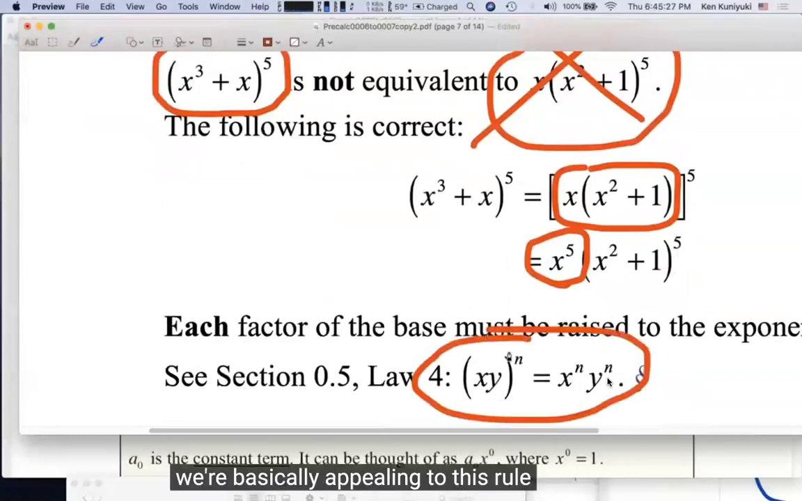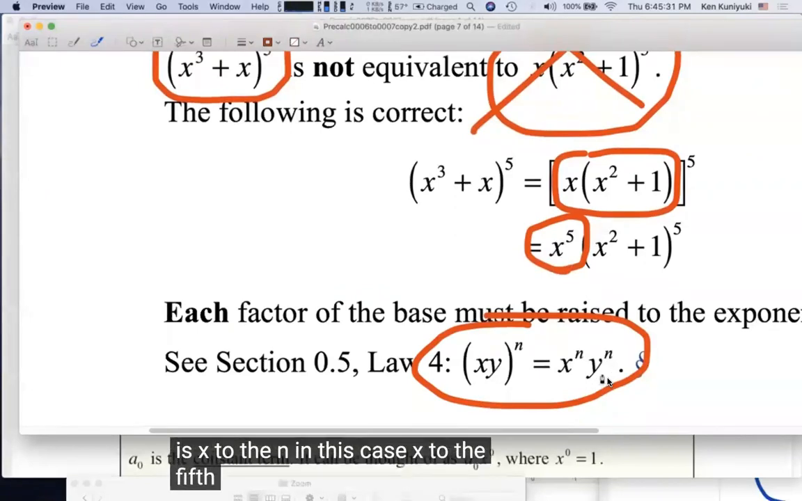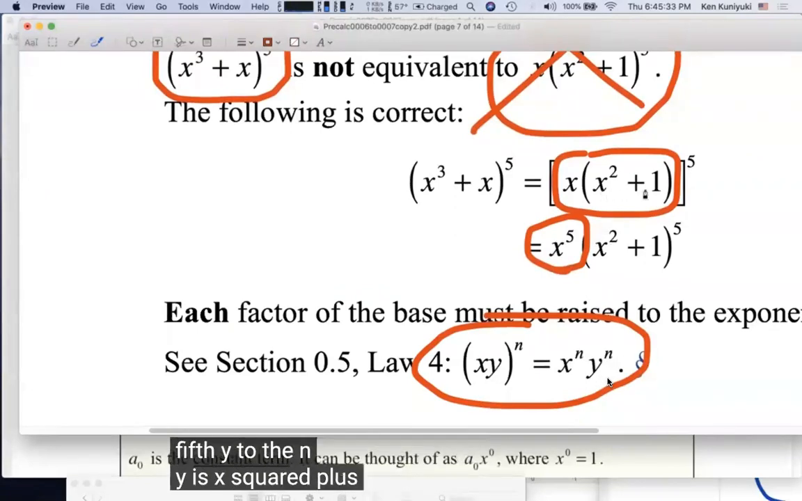We're basically appealing to this rule here: xy all to the n is x to the n, in this case x to the 5th, times y to the n, where y is x squared plus 1.